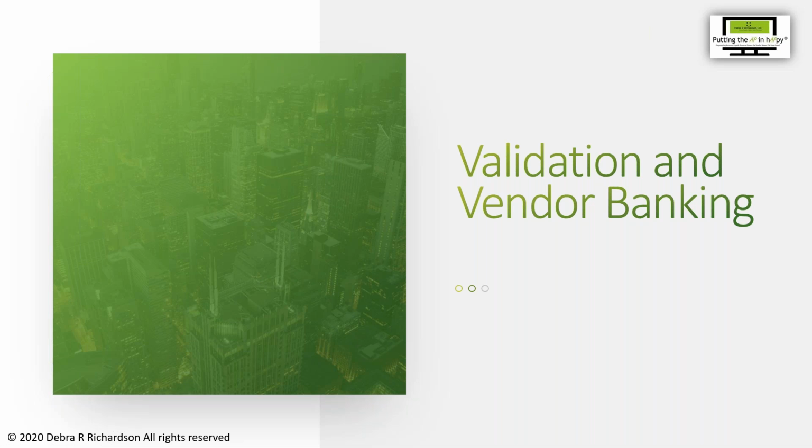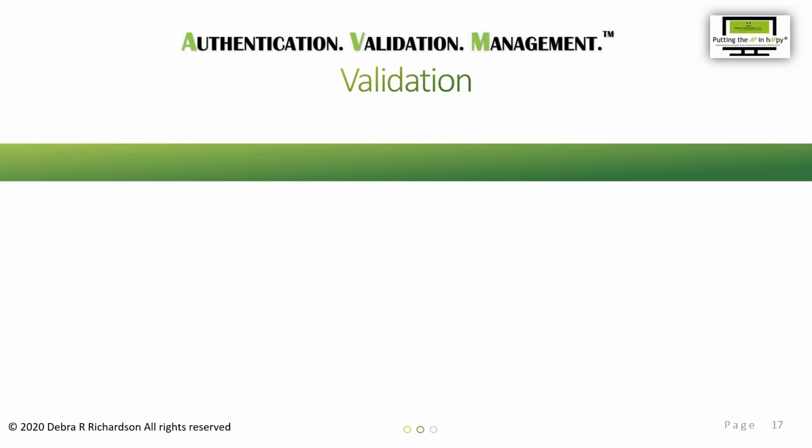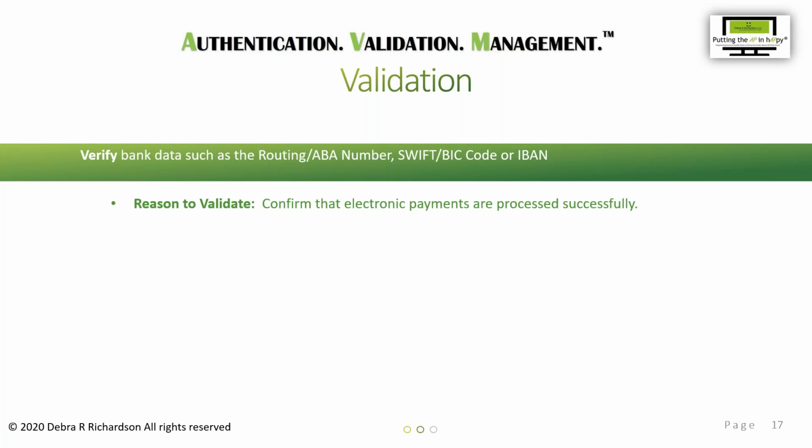Now, next is the validation of vendor banking. Once you've received the company branded ACH form, you want to validate the bank branch data first. So that's the routing ABA number, the SWIFT code, or the IBAN. And the reason you want to do that is just to make sure that the payments are processed successfully.